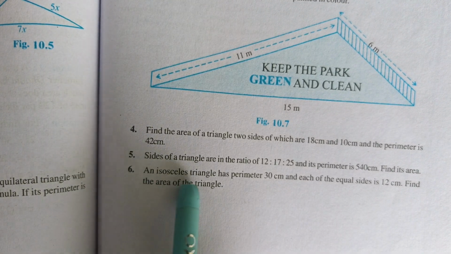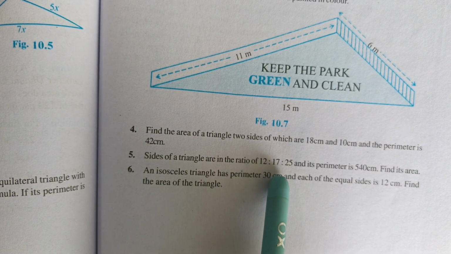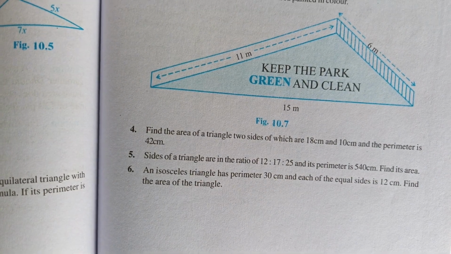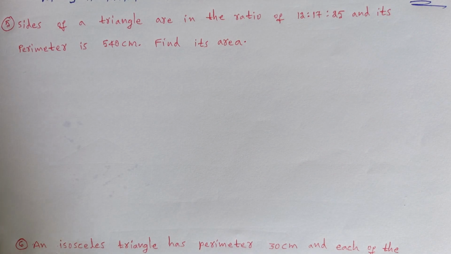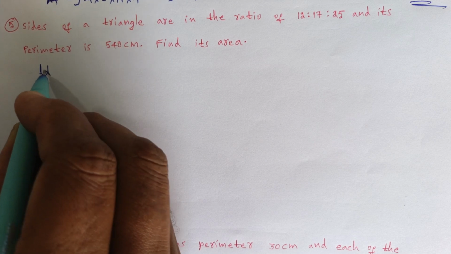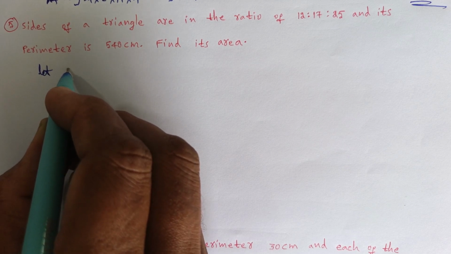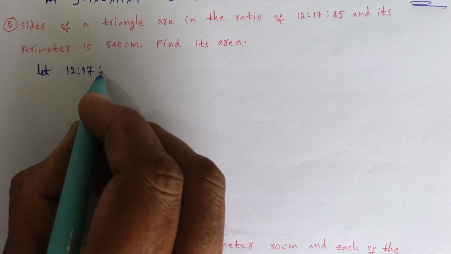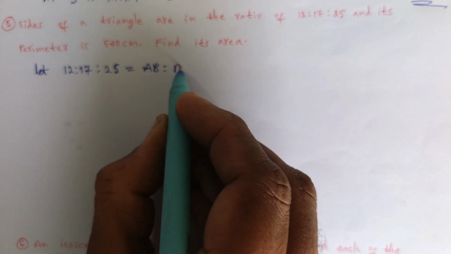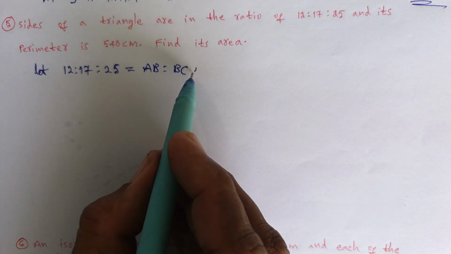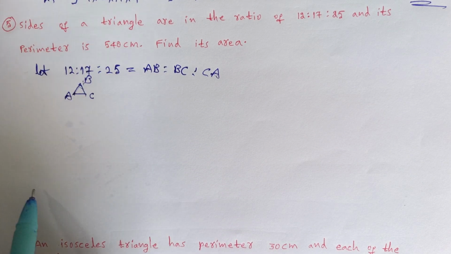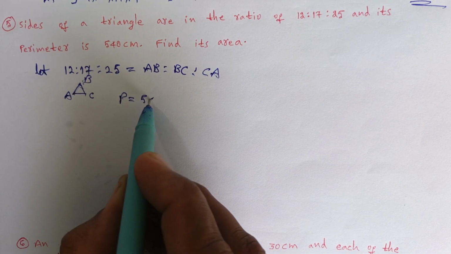Coming to the fifth one, sides of a triangle are in the ratio of 12 is to 17 is to 25, and its perimeter is 540 centimeters. Find its area. Here sides are given in the form of ratio. So let us assume it as 12 is to 17 is to 25, as for example AB is to BC is to CA. You can take one triangle symbol like this, triangle ABC. So here perimeter is given as 540 centimeters.